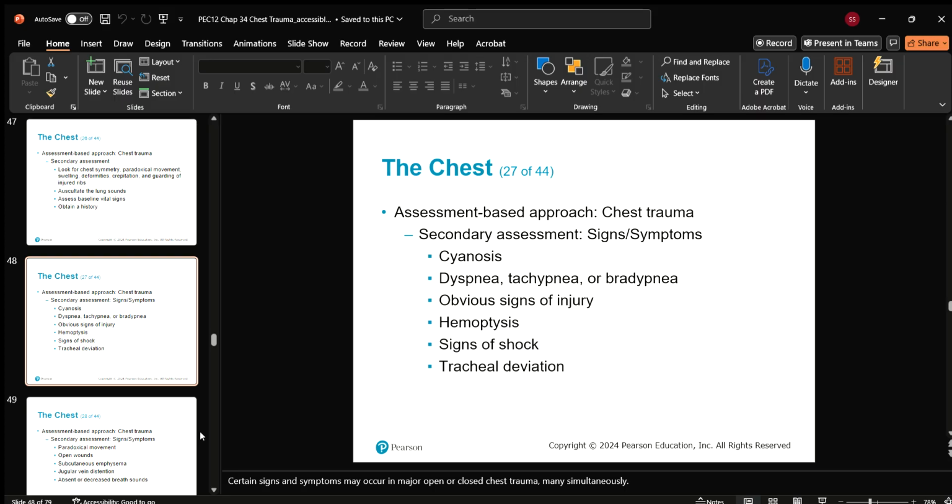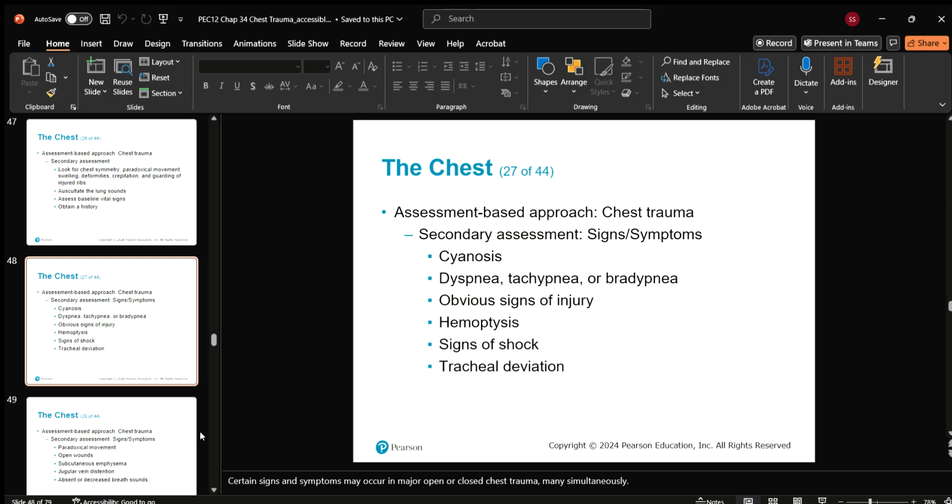All right, some other signs and symptoms of chest trauma. Cyanosis, which you know is a bluing of the skin. Dyspnea, difficulty breathing. Tachypnea, rapid breathing. Bradypnea, slow breathing. Hemoptysis, that is coughing up blood. Hemoptysis means coughing up blood.